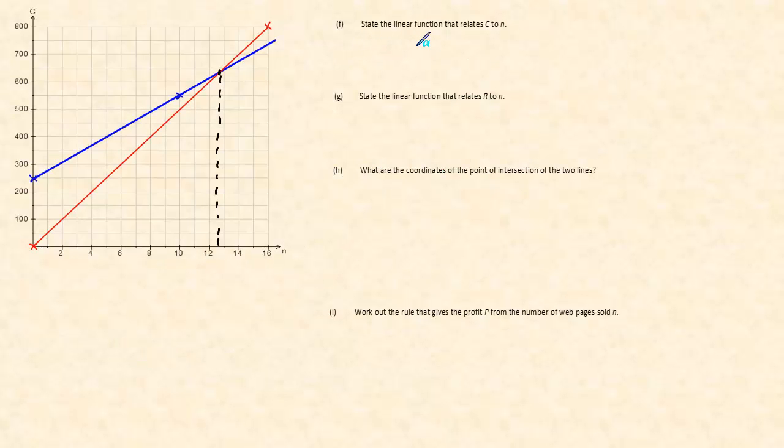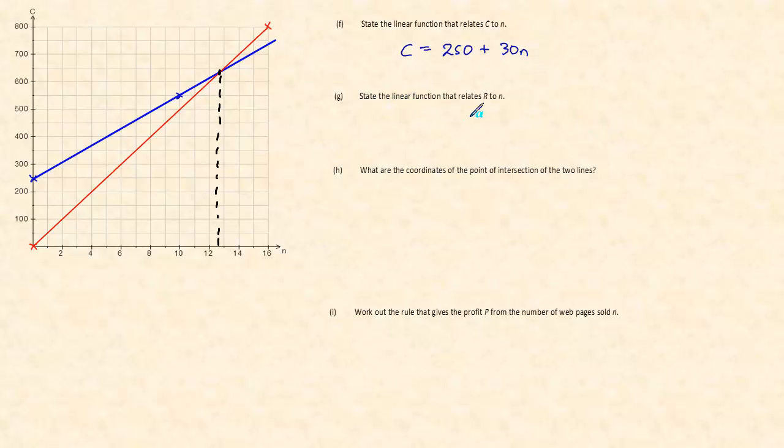We want to state the linear function that relates C to N. So C, remember we're looking at the blue one here, the y-intercept is at 250. Every time we go 1 unit across, this one goes up by 30. So the gradient is 30, so it's 250 plus 30n.